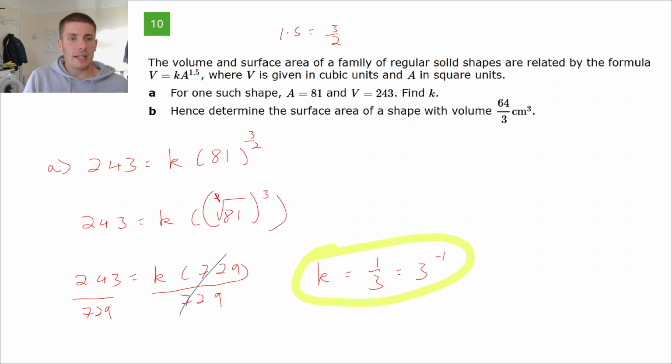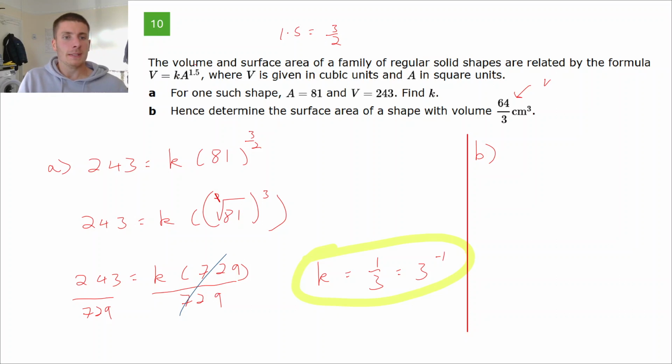Good. Part B, let's go and do it over here. Part B, hence determine the surface area of a shape with a volume of this. So we're just saying now that this is our new value of V, and we know that K is equal to a third. So we're just putting it into our formula. I'm trying to find the value of A because we're given the volume. So the volume is 64 over 3.